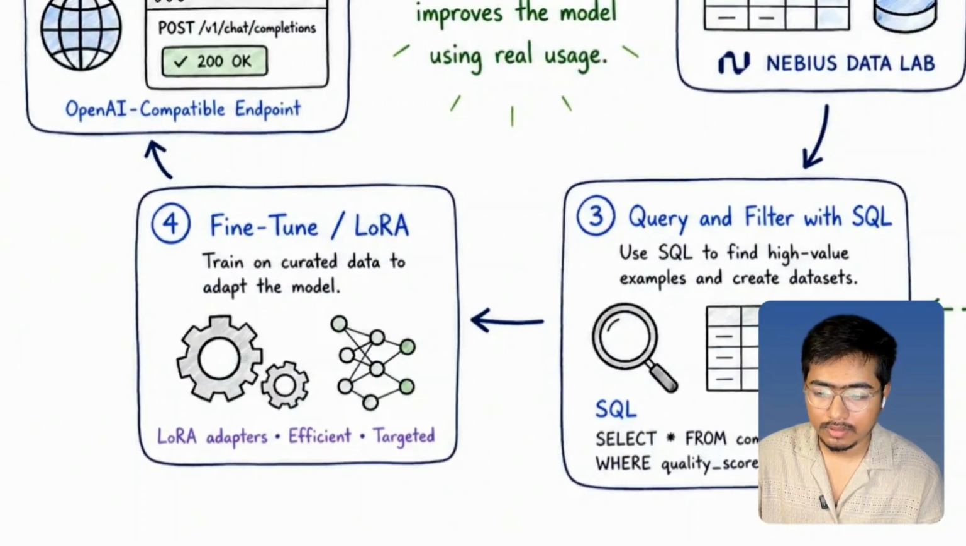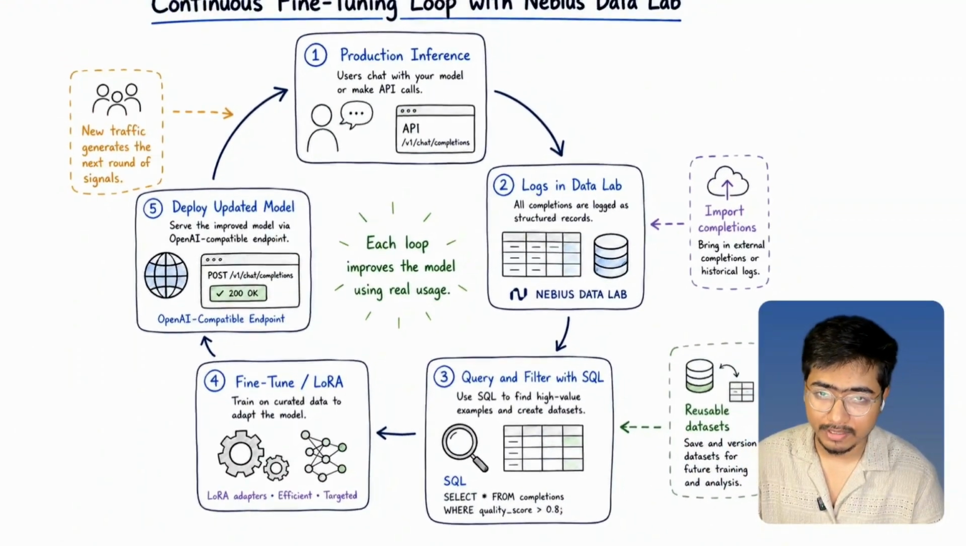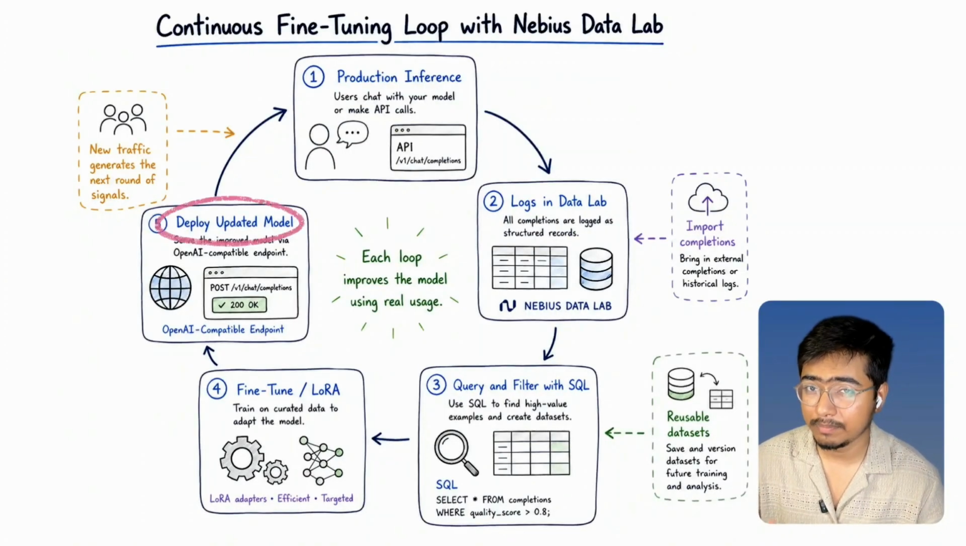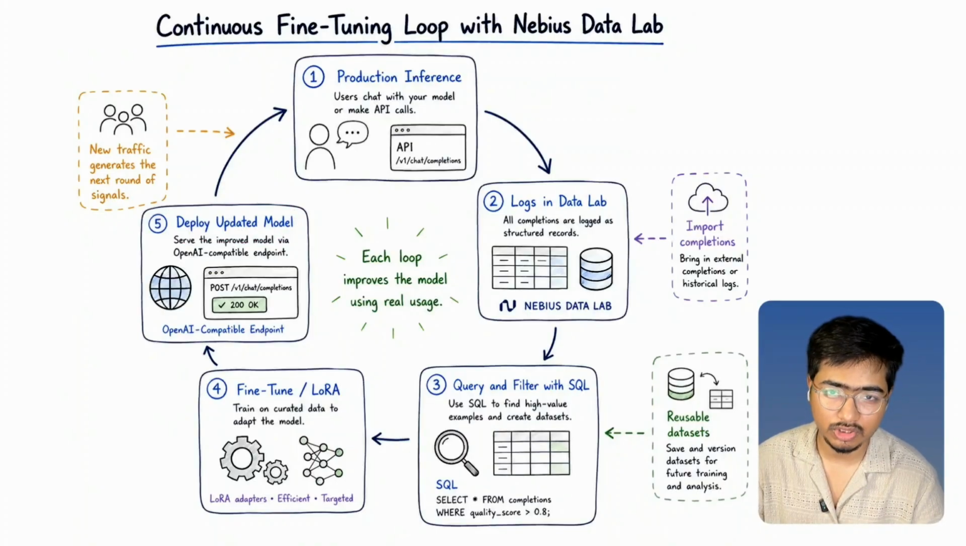And from there, you can directly start a fine-tuning job, either LoRA fine-tuning or full fine-tuning jobs inside Nebius Token Factory. You are not leaving the platform. And then you deploy the fine-tuned model again on Nebius without leaving the platform. So everything is happening inside one platform, that is Nebius Token Factory. And these loops keep improving your GenAI apps, model accuracy, and outputs based on real-world behaviors.